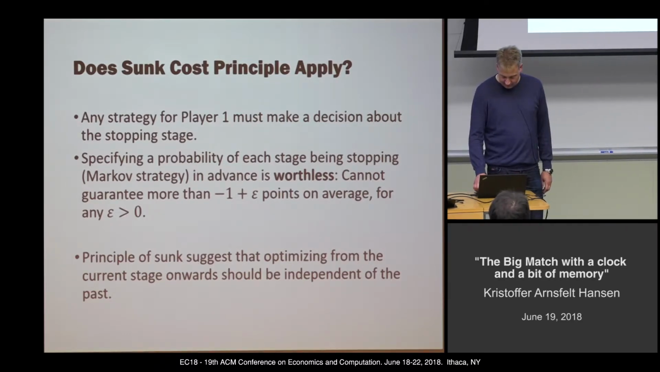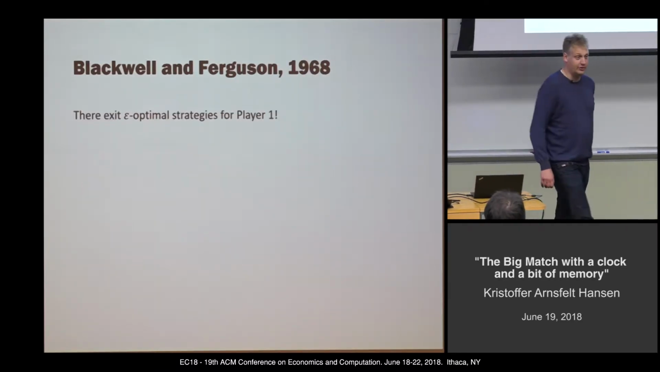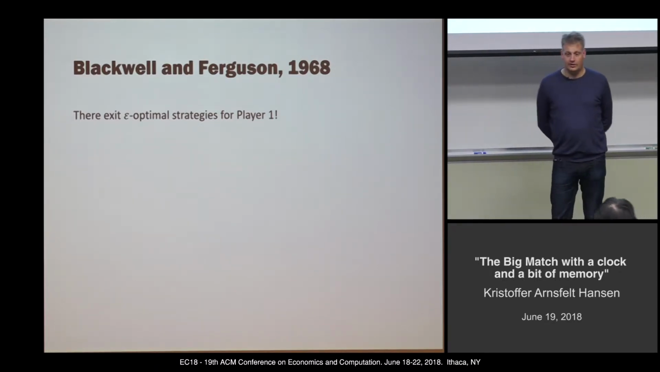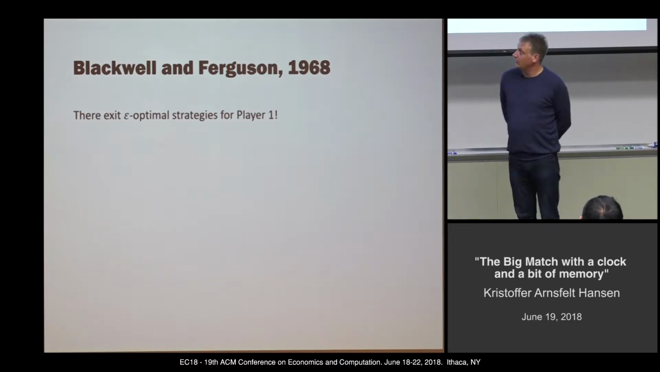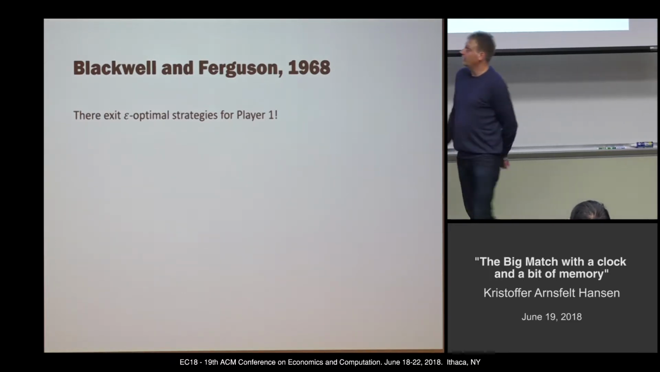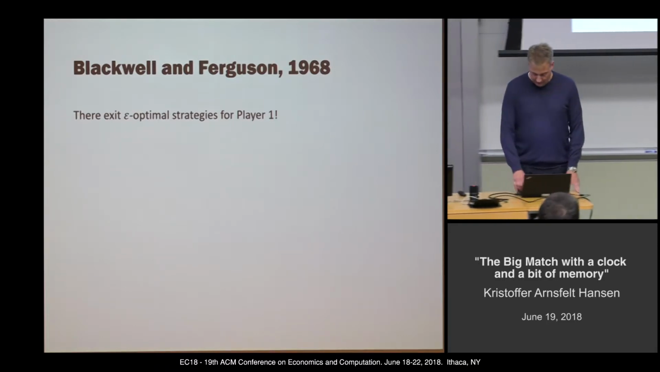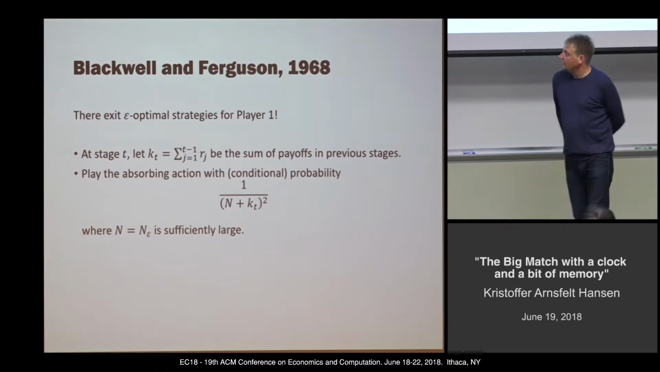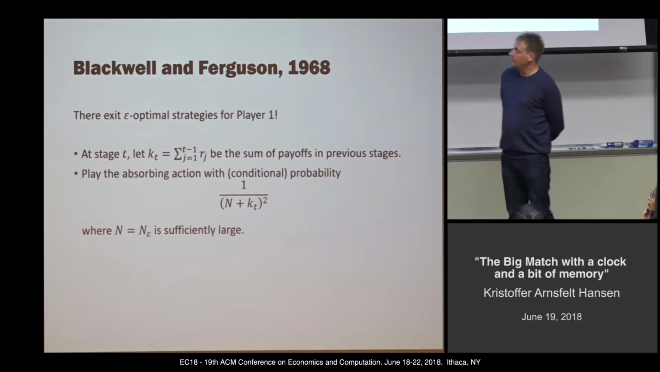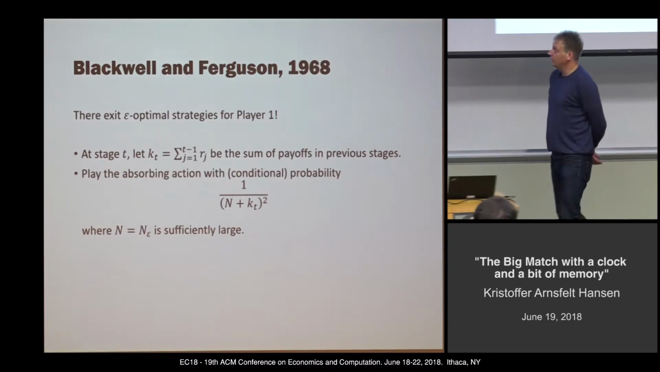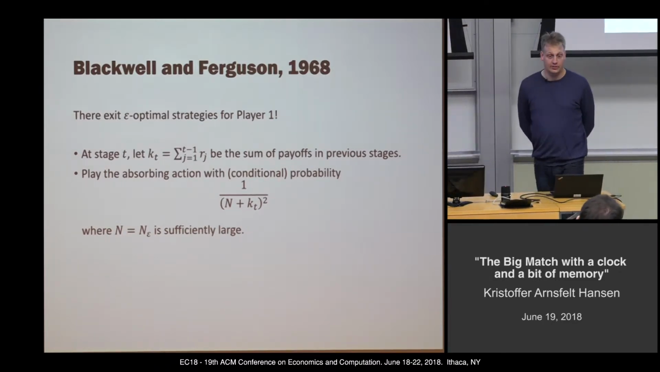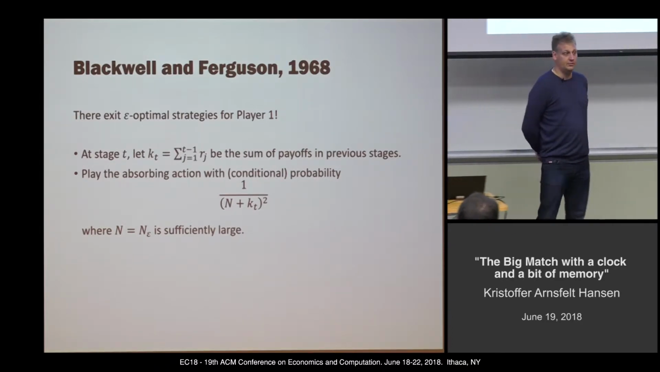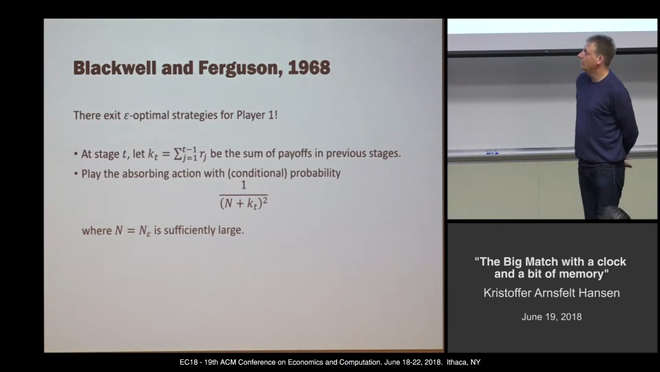an incorrect analysis. It was shown by Blackwell and Ferguson, probably 11 years after the introduction of the big match game, that player 1 actually has optimal strategies in this game. And here's one particular strategy. You're going to keep a statistic on the game, and you're going to maintain a counter. Player 1 is going to sum up the payoffs received in previous stages, and that is going to dictate the probability of playing the absorbing action.